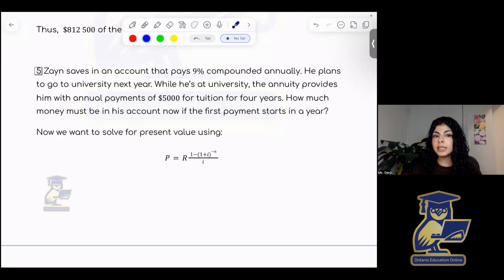But if he wants $5,000, he doesn't necessarily need to put $20,000 in the account right now because he's also counting that, okay, I'm earning interest, so perhaps I can put less money, and then by the interest that I earn, I can earn up to that $20,000 that will pay for my tuition over 4 years, which is exactly what we want to solve for. So how much money needs to be in the account right now for the first payment to start in a year, and he has consequent $5,000 payments every year.